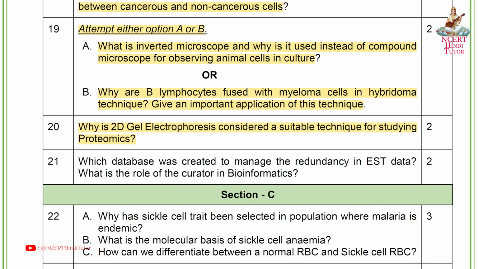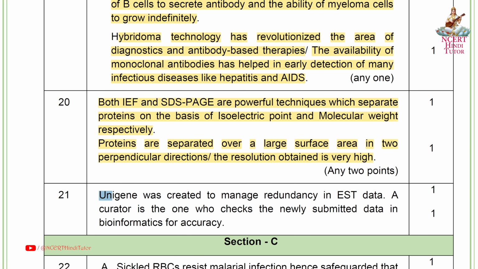Question 21. Which database was created to manage the redundancy in EST data? What is the role of the curator in bioinformatics? Answer: UniGene was created to manage redundancy in EST data. A curator is the one who checks the newly submitted data in bioinformatics for accuracy.